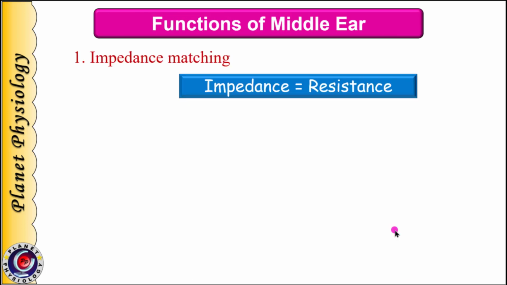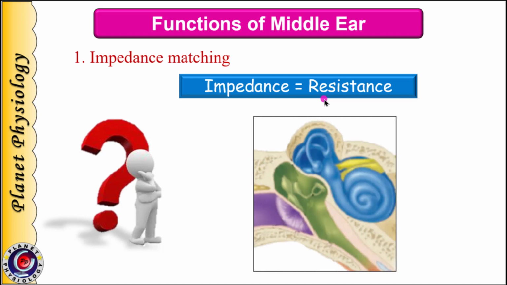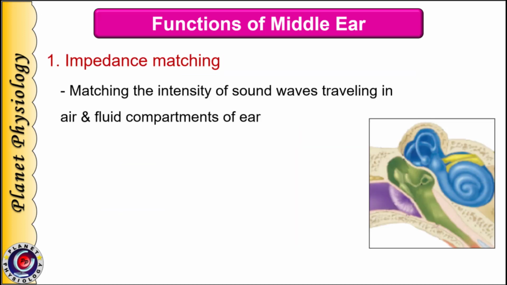Now coming to a very important topic in physiology, functions of the middle ear. The first and the most important function of the middle ear is impedance matching. Impedance means resistance. Now, which resistance has to be matched and why is it necessary? Let us understand this concept with the help of a diagram. The external ear as well as the middle ear are air-filled cavities, while the cochlea in the inner ear is a fluid-filled structure, and fluid always offers more resistance to sound waves.